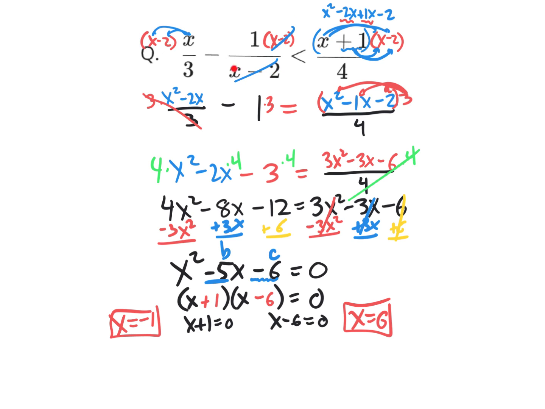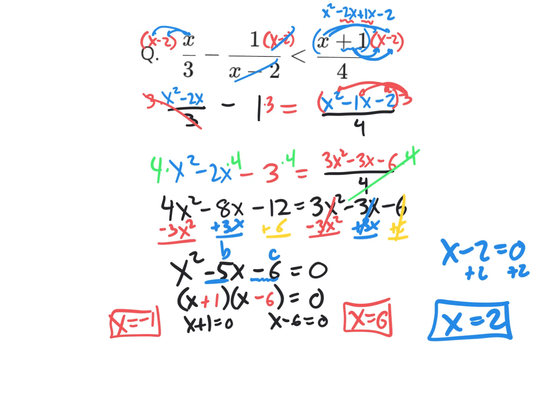So look at this denominator. It's an x minus 2, right? So I need to set that equal to 0. X minus 2, set that equal to 0 and solve it. Plus 2 plus 2, you're going to get an answer x equals 2. Right? So now we have three answers, negative 1, positive 6, and positive 2. And we need to do step 3, which is plotting it on a number line and then testing your areas to see where your answers are at.